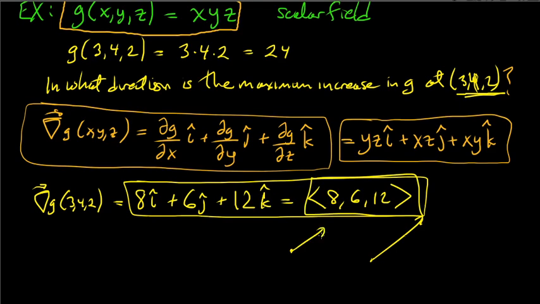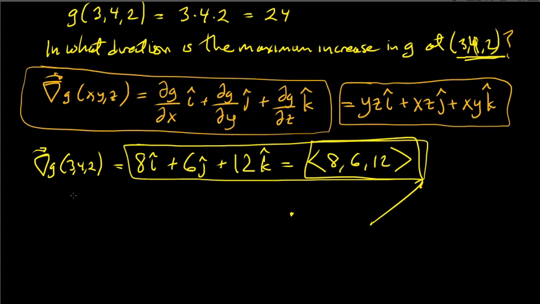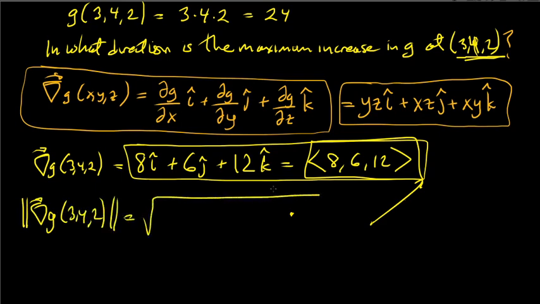That vector tells you what direction to fly in. You want to fly in that direction, because now we're in space, we're not just on a plane. You've got to fly in that direction to give you the biggest increase in the temperature. And what will be the magnitude of that increase? Take the magnitude of the gradient. So that's going to be the square root of the magnitude of this vector, 8 squared plus 6 squared plus 12 squared. So it's going to be some very big square root.